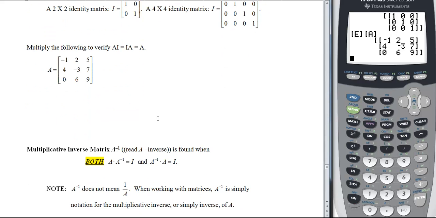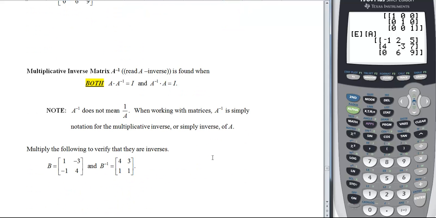Now, multiplicative inverse. This is something new. It's read as A inverse. It is found when we do both of the following. If I do A times A inverse, I get the identity. And also, if I do A inverse times A, I get the identity matrix. Note that A inverse does not mean 1 divided by A. When working with matrices, A inverse is simply the notation for the multiplicative inverse, or simply the inverse of A.